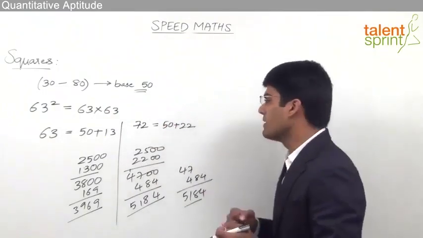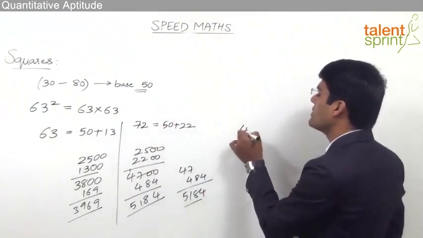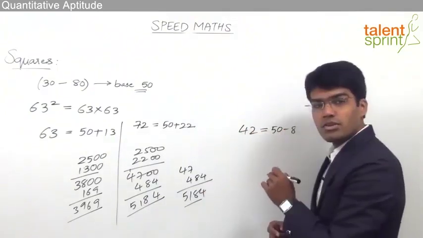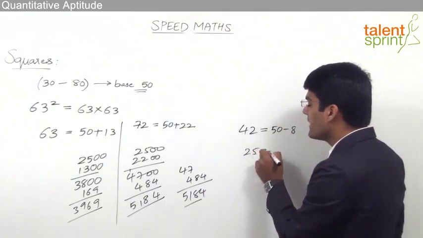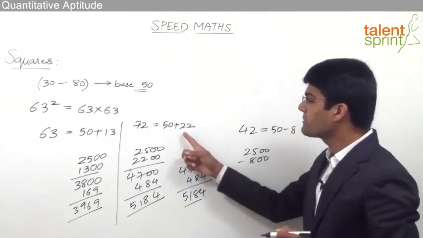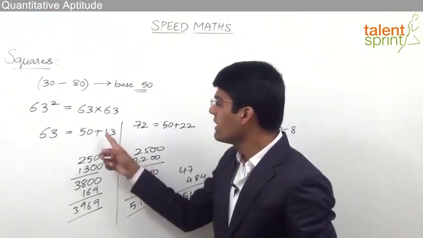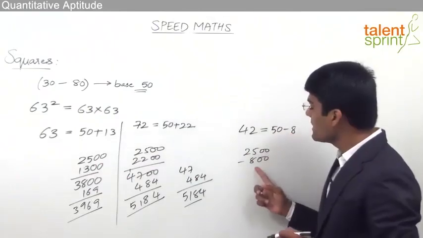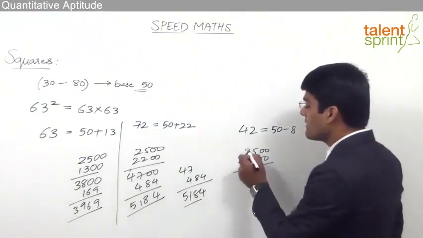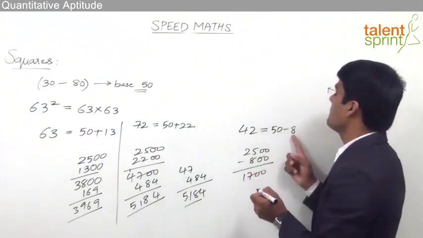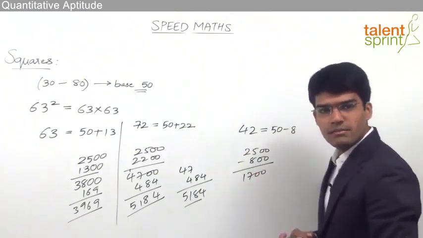Let's take one more example. Suppose we have to find out 42 square. Now 42 we know is 50 minus 8. So it should be taken as 2500. Remember, minus 8 will give us minus 800. Generally, if it is plus 22, we have added 2200. When it was plus 13, we have added 1300. Because here it is 50 minus 8, we take it as minus 800. So the result here will be 2500 minus 800, which is 1700. Plus minus 8 square. Minus 8 square is nothing but 64.